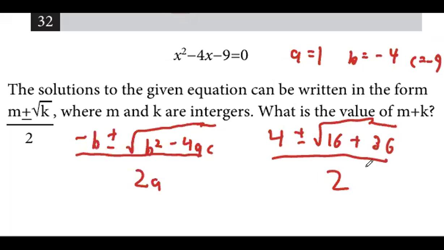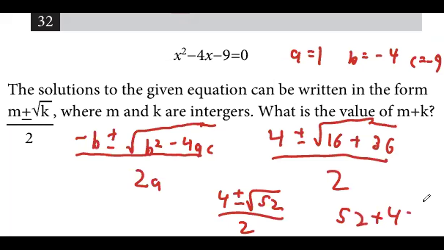16 plus 36 is 52, so we have 4 plus or minus root 52 over 2. And for us to find the value of m plus k, m is 4, and k is 52, so we just have to take 52 plus 4, which is just 56. So the correct answer is 56.